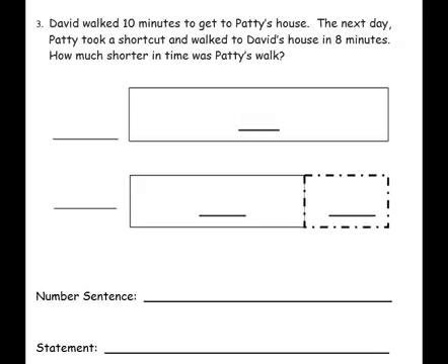Question number 3 says David walked 10 minutes to get to Patty's house. The next day, Patty took a shortcut and walked to David's house in 8 minutes. How much shorter in time was Patty's walk? We'll answer the question statement by saying Patty's walk was blank minutes shorter than David's. Now let's fill in our tape diagram.